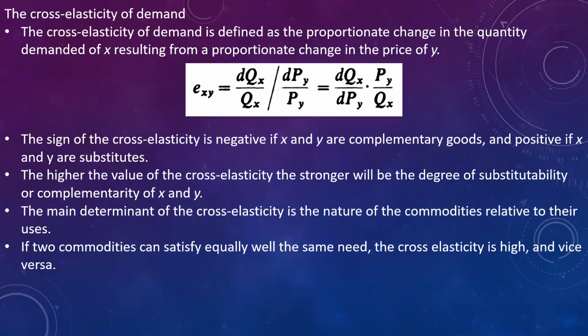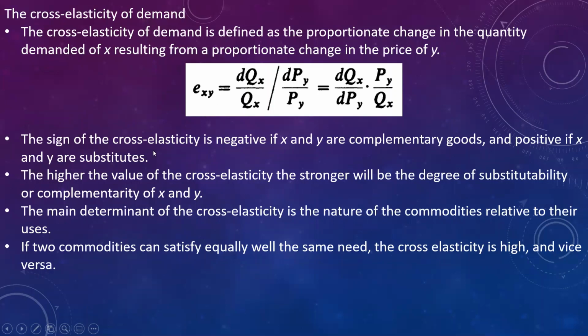Then third is the cross elasticity of demand. It is defined as proportionate change in quantity demanded of X resulting from proportionate change in price of Y. In cross elasticity of demand, we consider two commodities X and Y. So it is expressed by the formula: cross elasticity of commodities X and Y is equal to change in quantity of X, that is dQX divided by QX, the whole divided by change in price of Y, given by dPY divided by PY. If we simplify this, we get dQX divided by dPY into PY by QX.